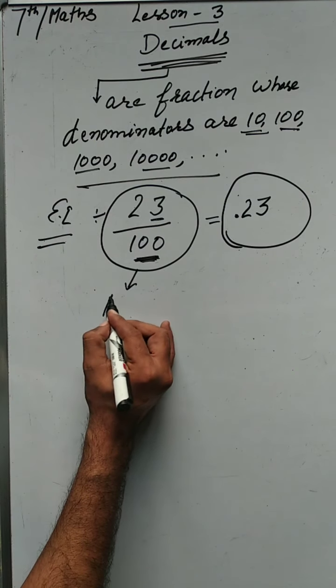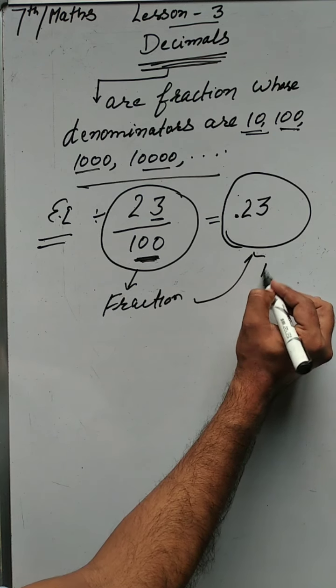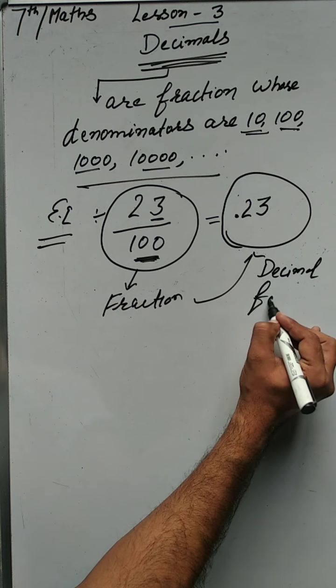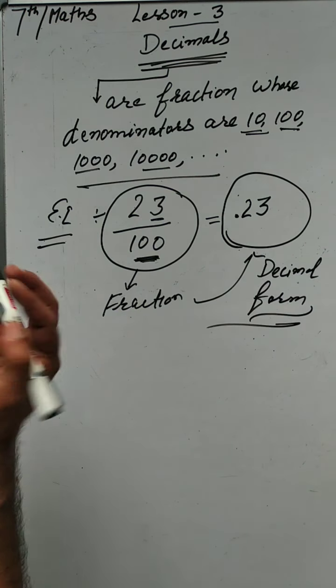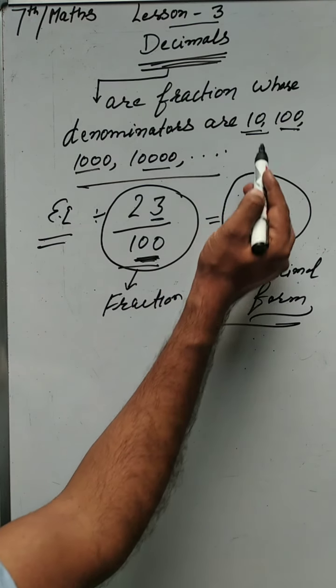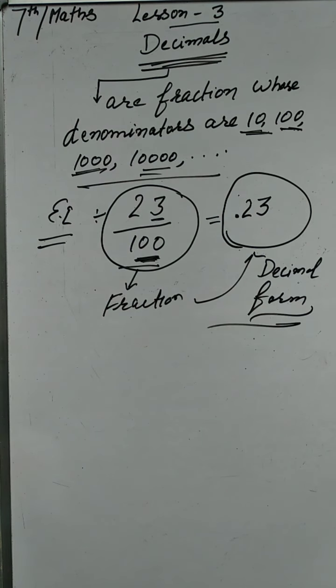This is a fraction. This is a decimal form. Understood? So decimals are, beta, nothing but fractions whose denominators are in the form 10, 100, 1000, 10,000 and so on. Clear beta?